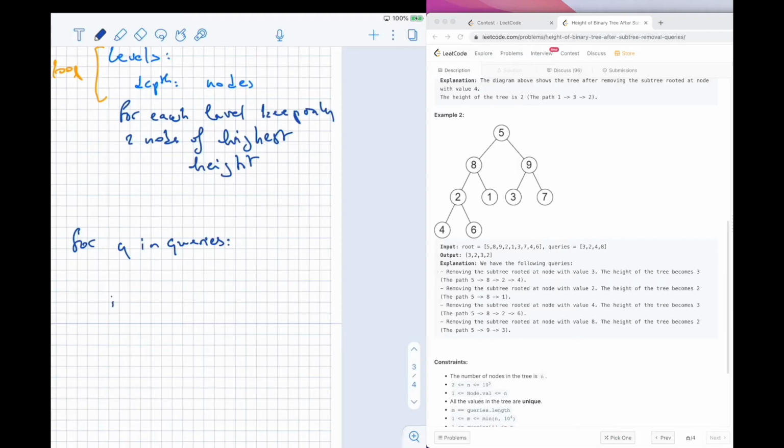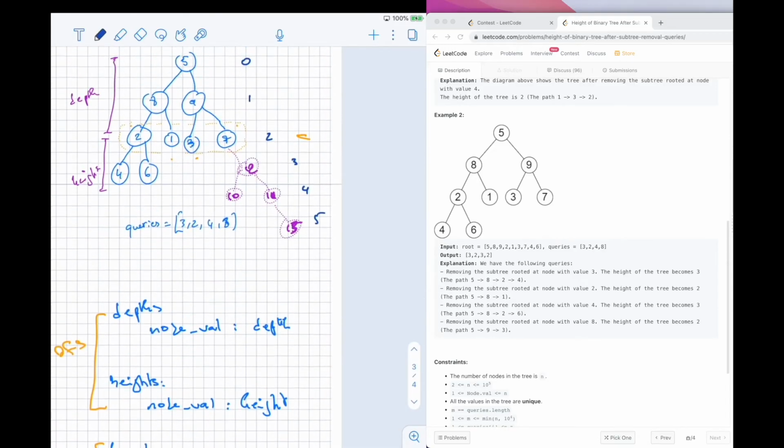We will check the number of elements in that level. First we need to get the depth for this node, and to get that we already have the depths map. So we check the levels at that depth, how many nodes are there. If there is only one, that means there is only one element.